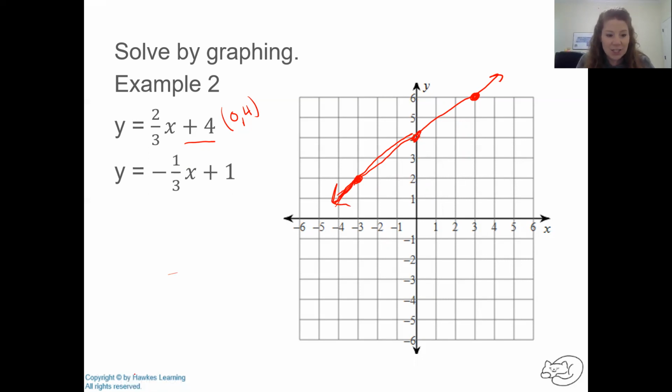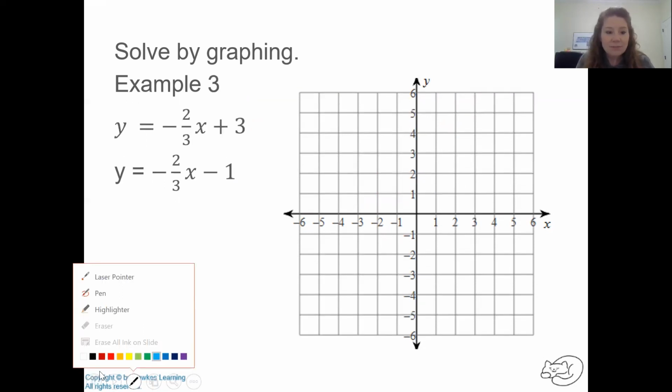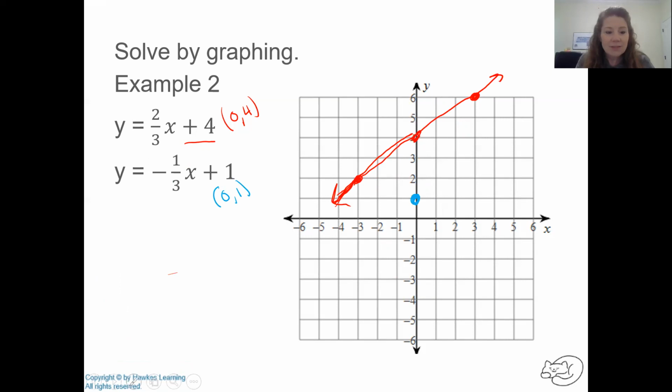All right, now let's change colors. Let's do that blue. So here we're going to do 0, 1. That's where we start graphing. 0, 1. And then it's negative. So we're going to go down and right. Down 1, right 3. Down 1, right 3. 1, 2, 3. Uh-oh. My pen turned off. Where's my blue pen? Down 1, right 3, 1, 2, 3.